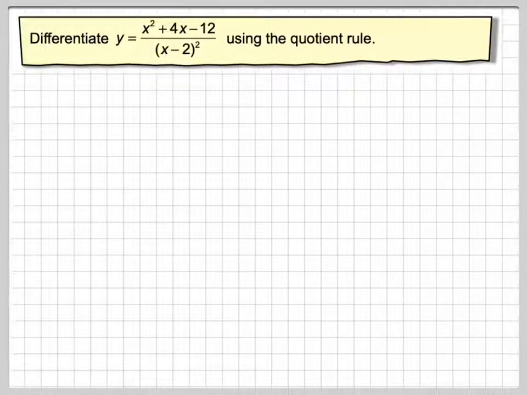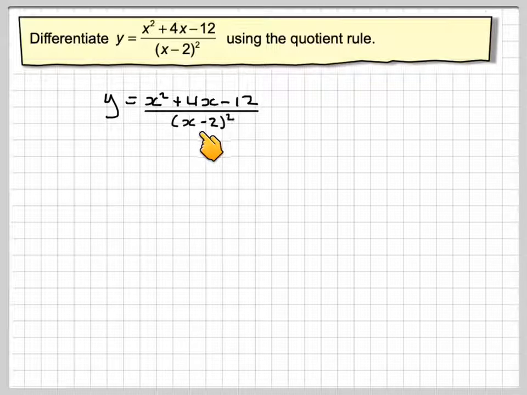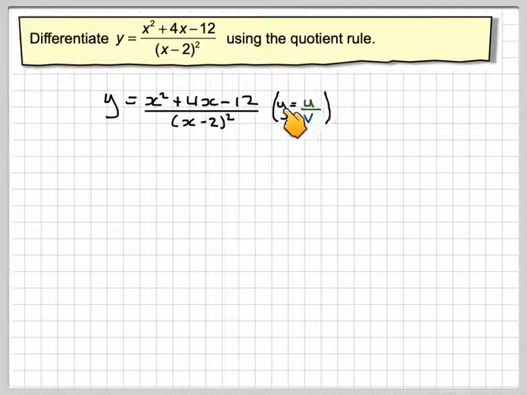Differentiate y is equal to (x squared plus 4x minus 12) over (x minus 2) all squared using the quotient rule. So we've got y is x squared plus 4x minus 12 over (x minus 2) all squared. This is type y = u divided by v. u is a function of x, v is a function of x.